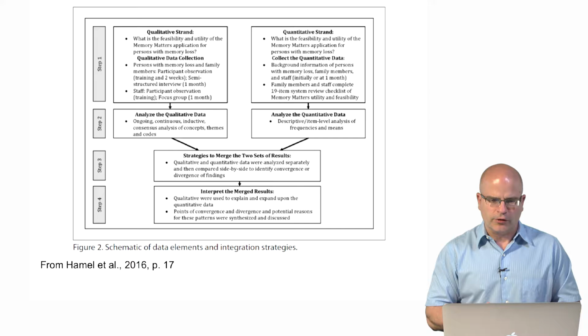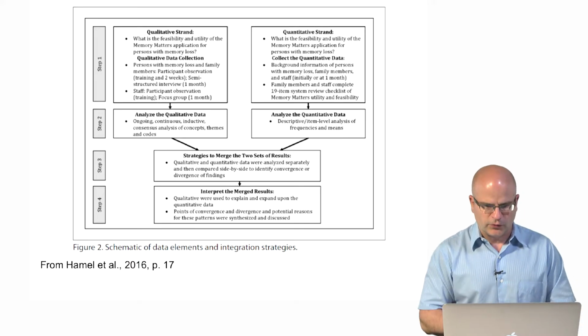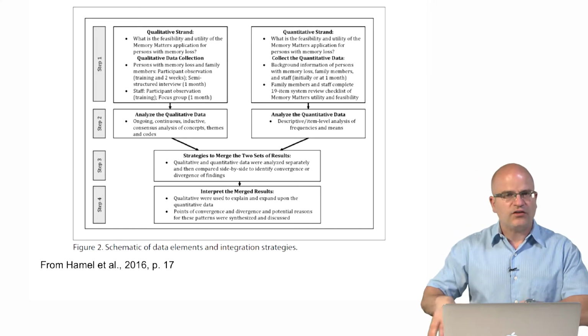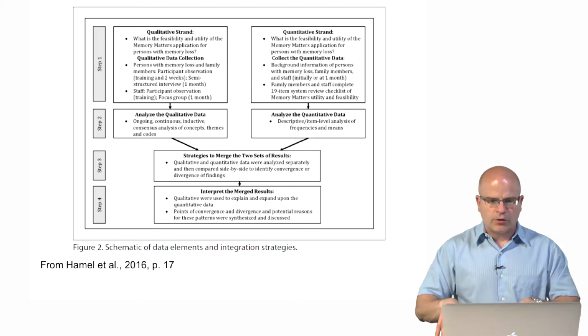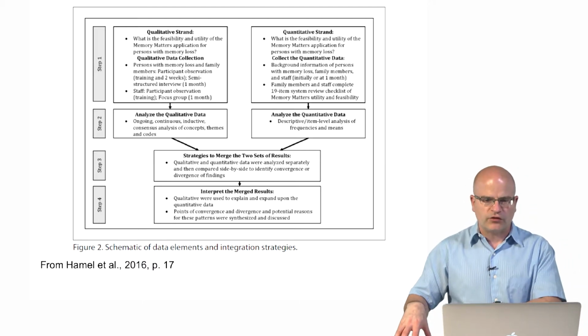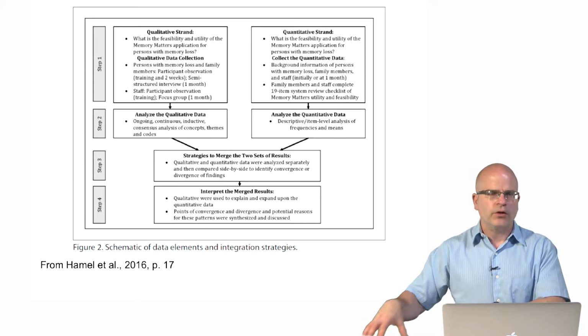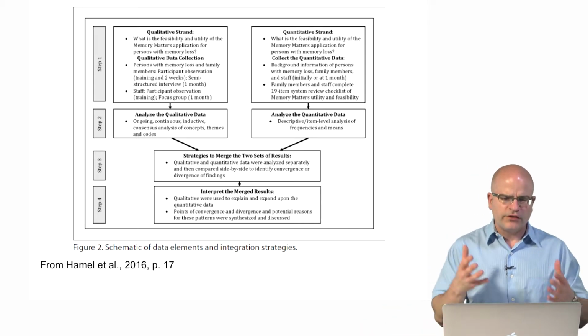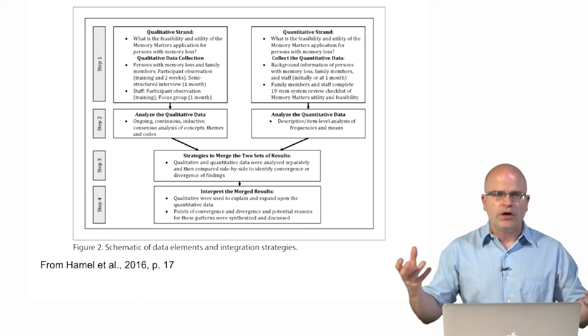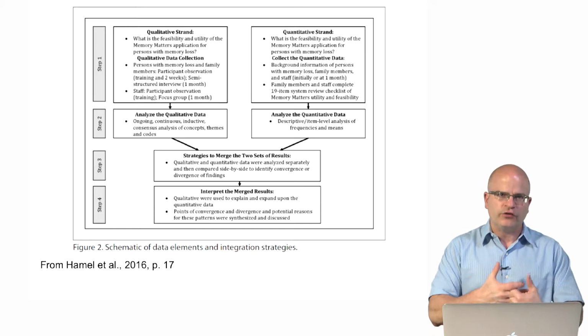You see then we propose how we analyze the qualitative and quantitative data, but most importantly, you see our point of interface here. This is how we merged the two sets of results. The qualitative and quantitative data in this case were analyzed separately, but then they were compared side by side within the results section to determine, did the findings converge, did they diverge? So that's really important here. This is the point of interface. This is how the two sources of data were integrated.